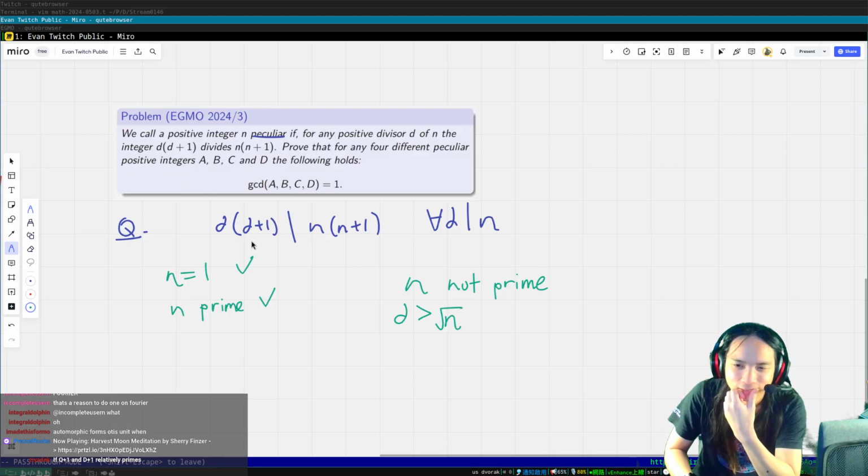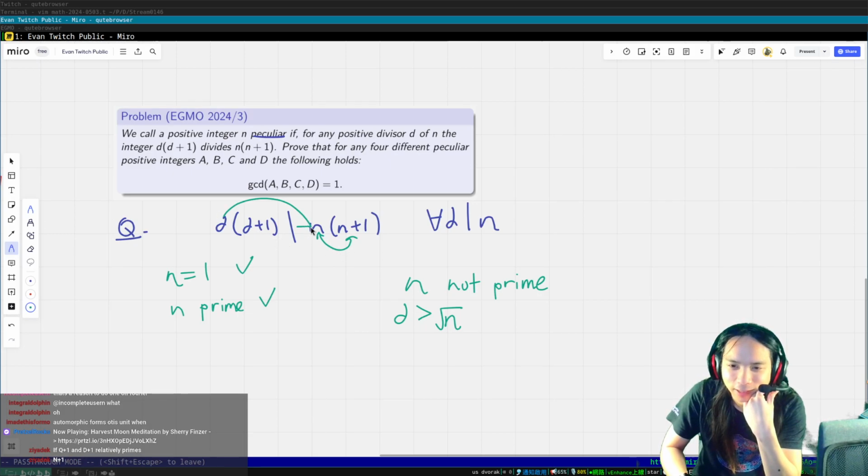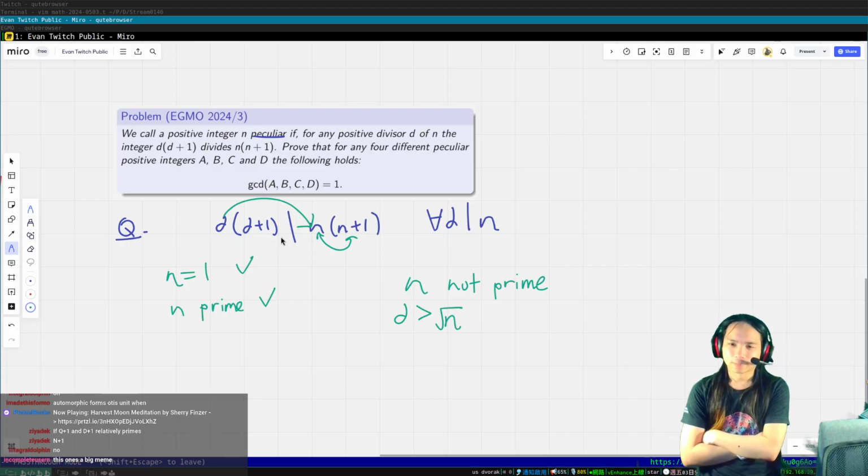Well, wait, okay, also, hang on. These two numbers are relatively prime. So d divides n, that part is fine. Isn't this just saying d plus 1 divides n plus 1? Like d plus 1... Oh, d plus 1 could share factors with... Wait, oh, that's so confusing. Yeah, d plus 1 could share factors with n.